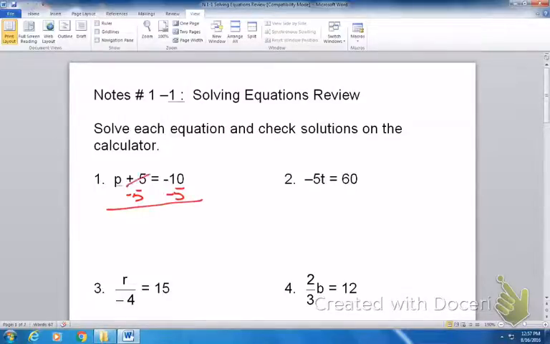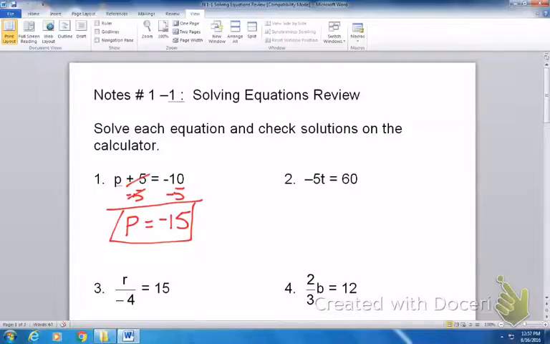Now, on this side, the 5's cancel out, and I have P equals, I have negative 10 minus 5, which is negative 15. So my answer is negative 15 on number 1. Now, the way you put this in your calculator is it would be negative 15 plus 5. You'd hit the enter button, and you should get negative 10.